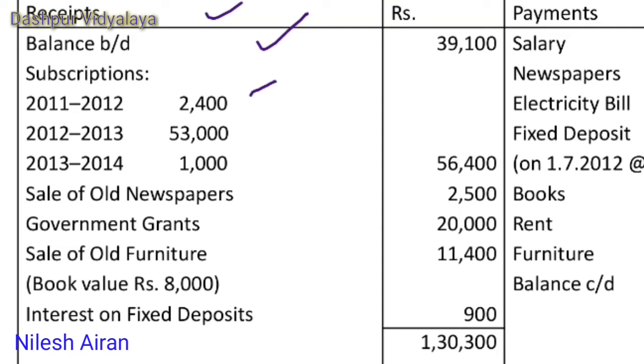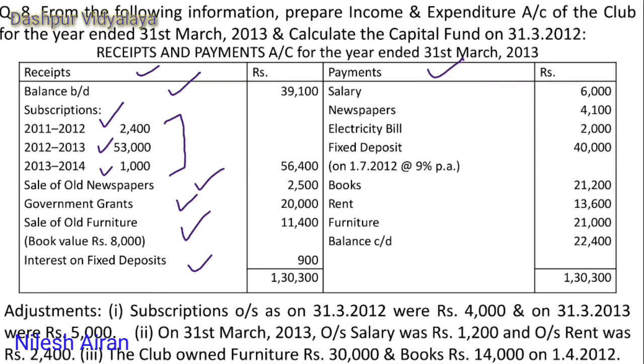Then we are given the subscription here for last year, current year and next year. Then we are given here the sale of newspaper, government grant. Then we are given sale of old furniture, interest on fixed deposit. In the payment side we are given first of all salary, newspaper, electricity bill, fixed deposit, books, rent, furniture, balance of cash. Now we are given certain adjustments here.